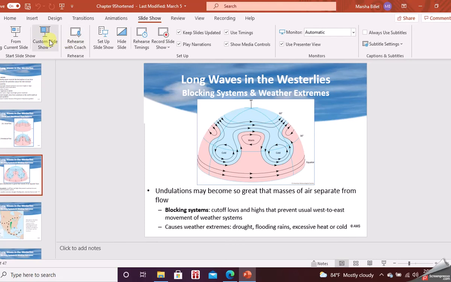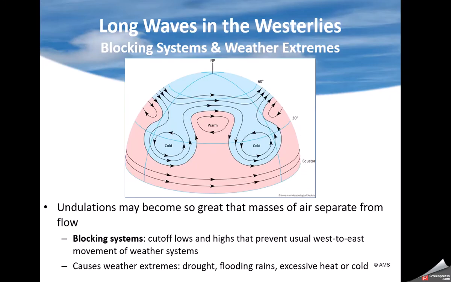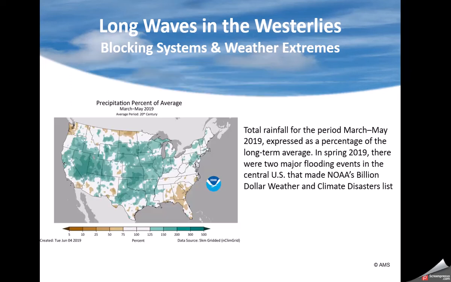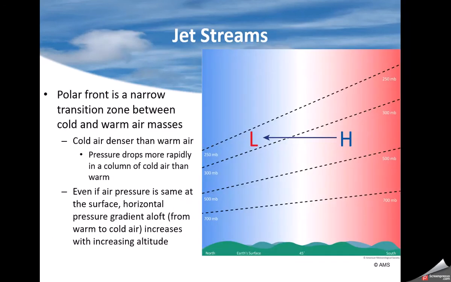So, continuing on, here are long waves and blocking systems, and when they set in, you get some tremendous historic rainfall patterns like happened in 1993. Much more rain than normal sometimes.